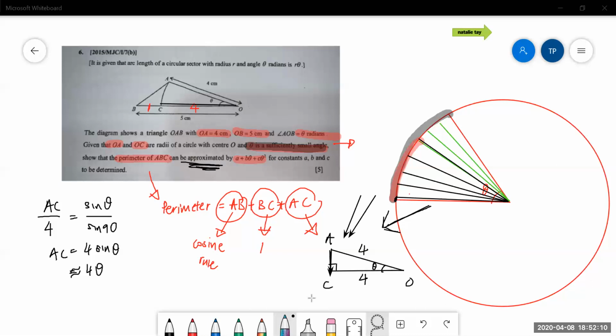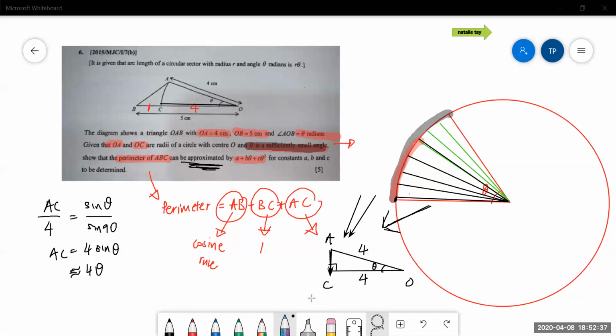Initially, when I first did this question, I had never seen it before, and it's not the exact question. But I was exposed to this concept of why it becomes a vertical line when theta gets smaller and smaller. That's why I know how to do this question. If not, I won't be able to do it. It's an exposure kind of question.